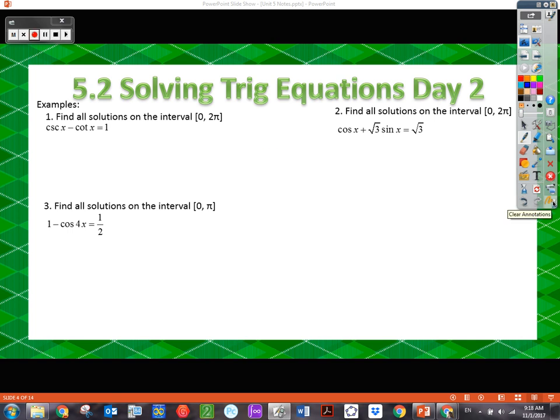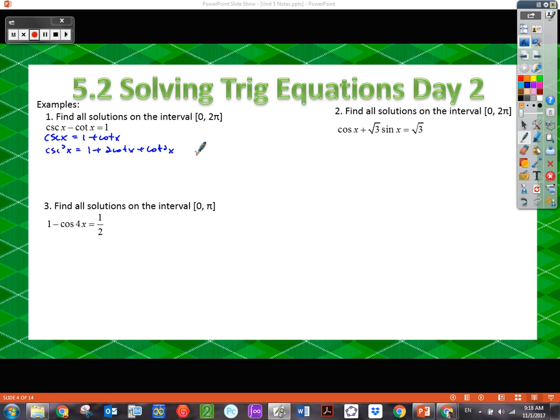So I'm going to move the cotangent over. So I'm just going to rewrite it. Okay, and now I'm going to use the technique of squaring both sides. So I square the left side and I get cosecant squared. I square the right side and I'm going to have to FOIL that, right? So it'll be 1 plus 2 cotangent plus cotangent squared. Okay, so I just squared both sides.